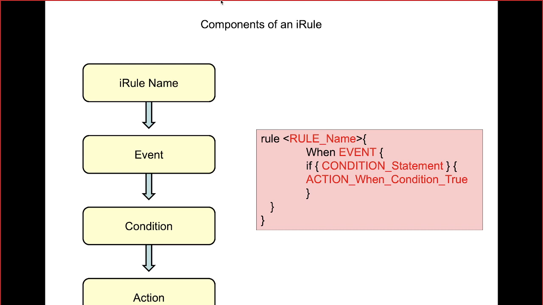Okay. Now the components of an iRule: first of all, you require a name, then an event, then a condition, and then an action. This is the structure of a rule. So we are giving a name for the rule, and then we are identifying an event.